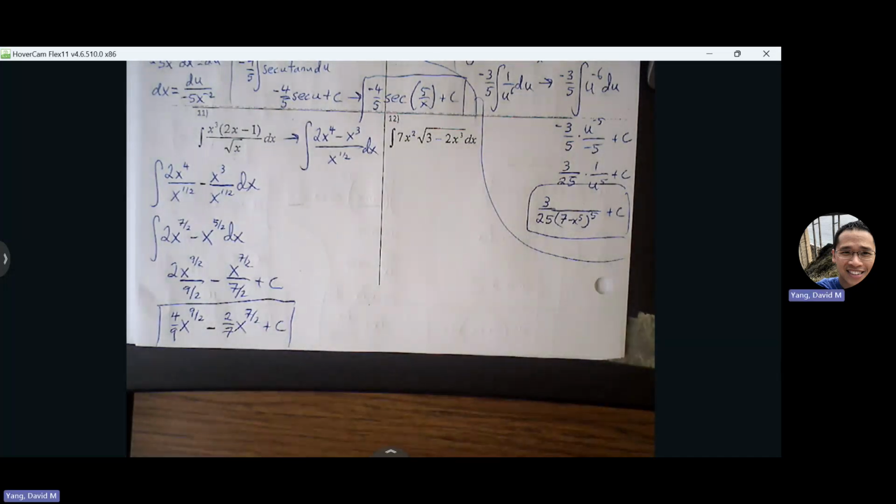Okay, final problem here, number 12. Expand. We can't do that with multiple terms inside the radical. So u substitution is our next step. Let's get a set of parentheses to show up.